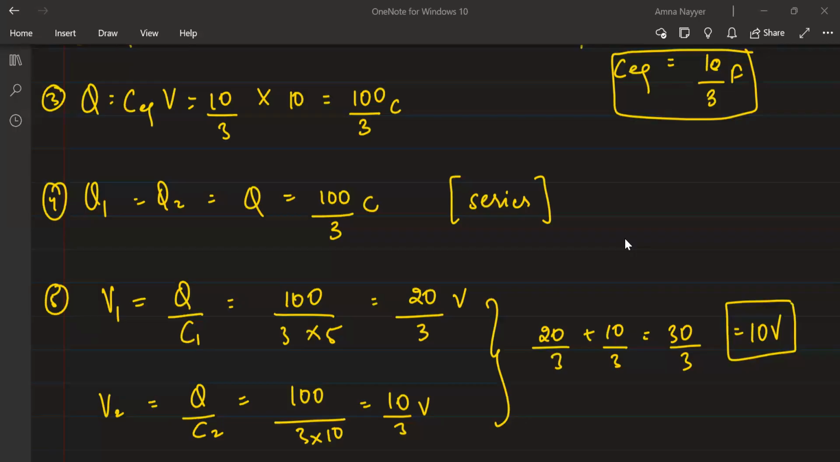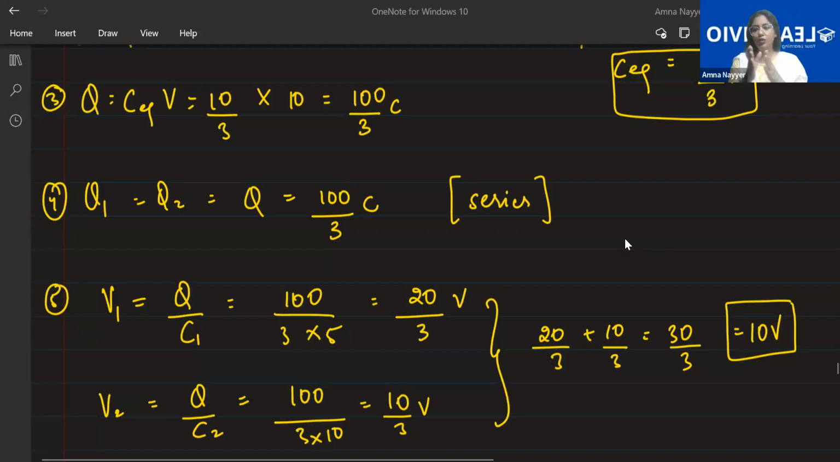Yes, Ubaidullah. Here, each means capacitor. Charge stored in each means in one capacitor each. Q1 is for the first capacitor, Q2 is for the second capacitor. So for all the capacitors, the charges will remain the same here. Okay, ma'am. Written.